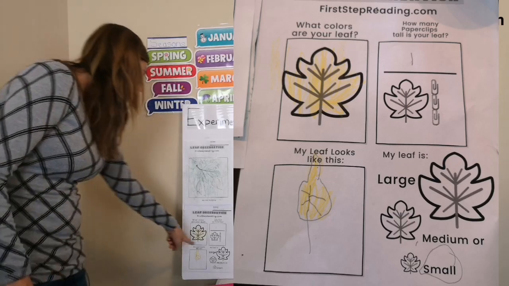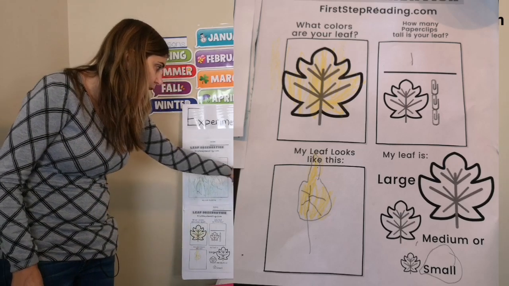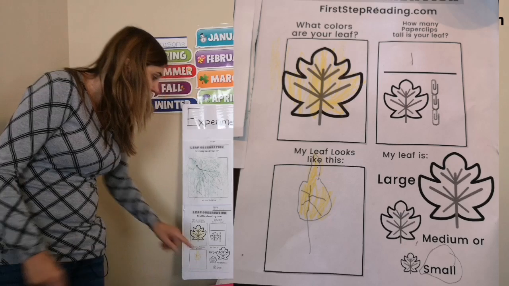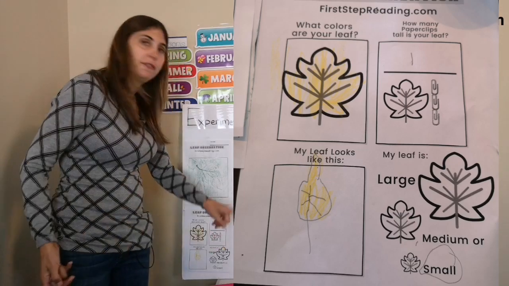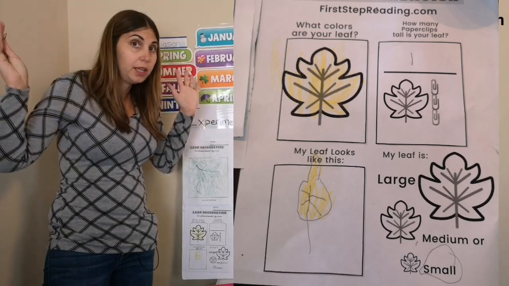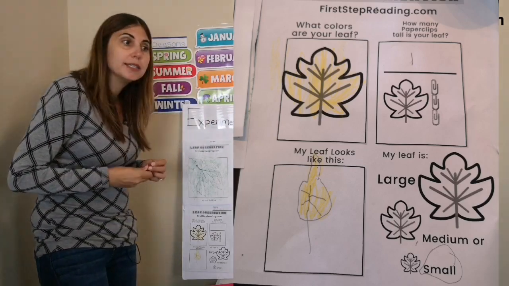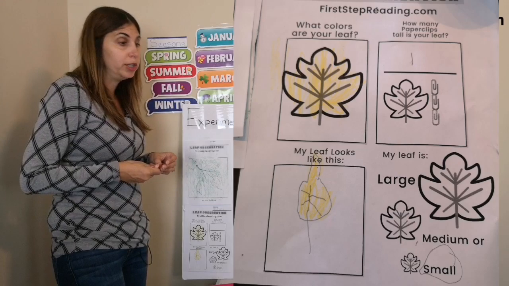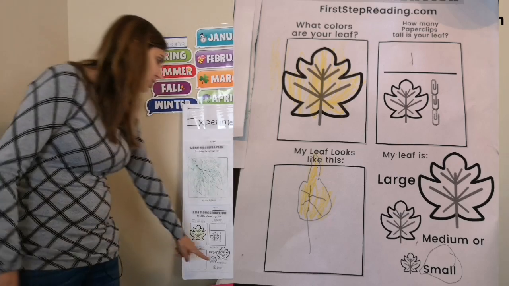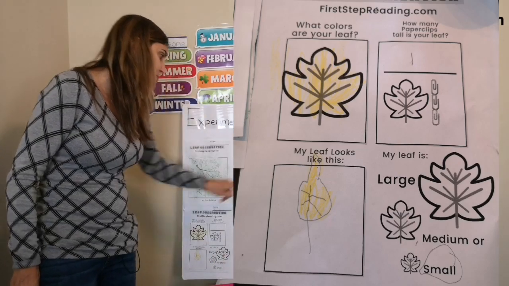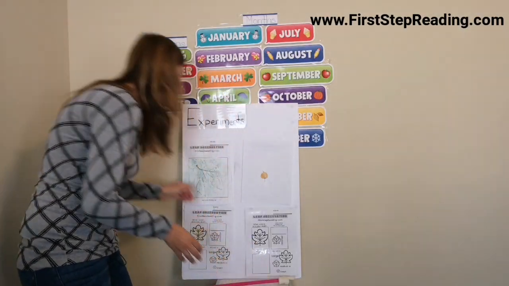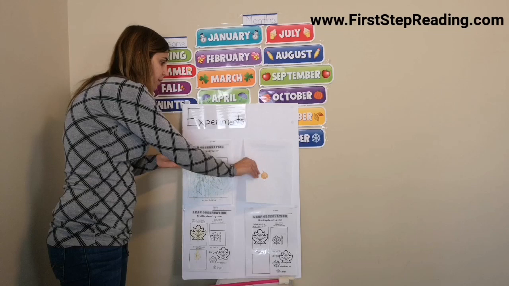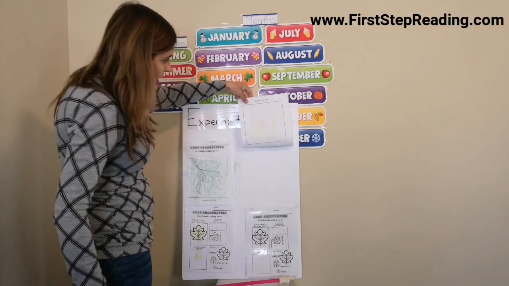Then it says, my leaf looks like this. And then you get to color the shape of your leaf. And you get to say, do you think your leaf is large, a very big leaf, a medium-sized leaf, or a small leaf? She said hers was small, right? That's pretty small. And on the last page, we get to do something really fun. You can't really see hers because she did it in yellow.